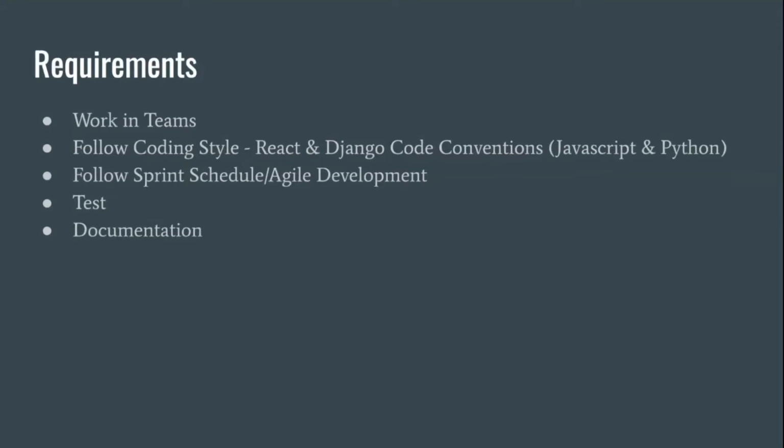The main requirements for this were we needed to work in teams, we needed to follow the coding style of React and Django code conventions, which were JavaScript and Python, basically. We needed to follow the sprint schedule / agile development. We needed to test what we did, and then we needed to document everything that we did.